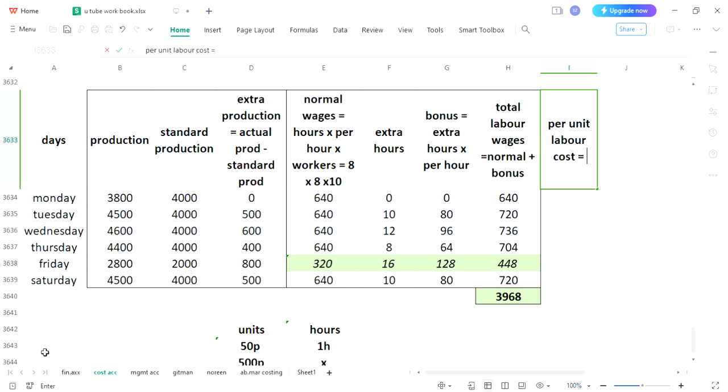So for that, let's start here on Monday. You have total hours, 11, wages, put 11, then 9, and you will divide these wages by the number of units produced. So these wages are 640.